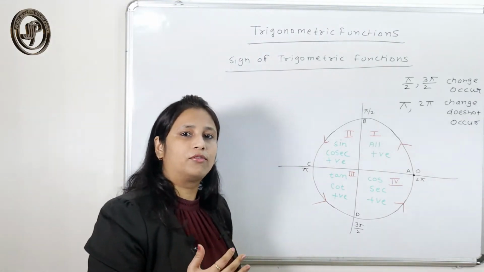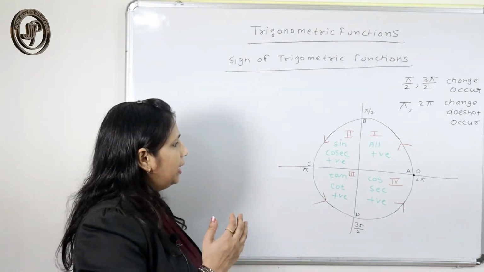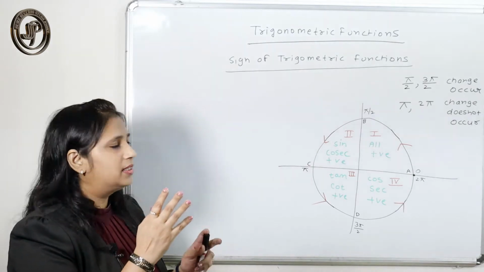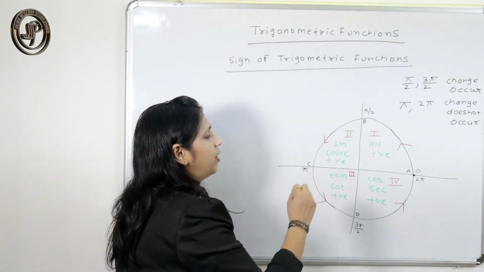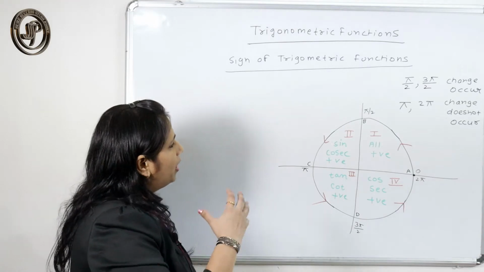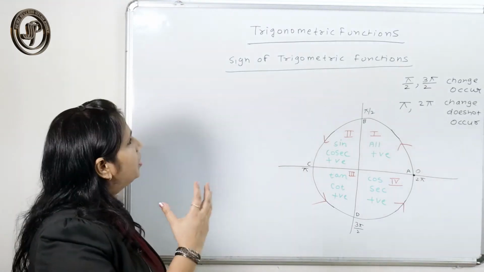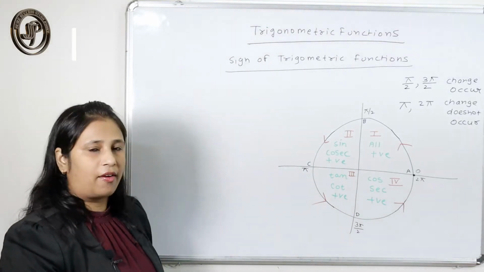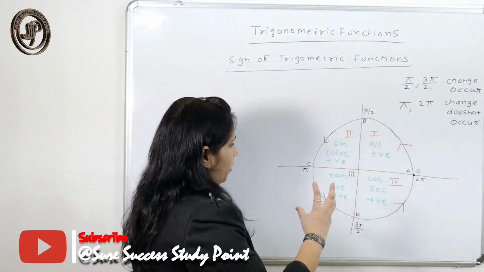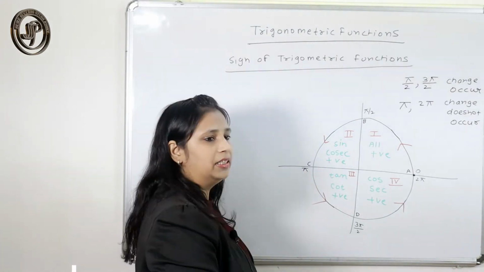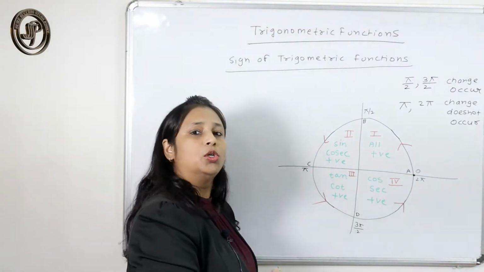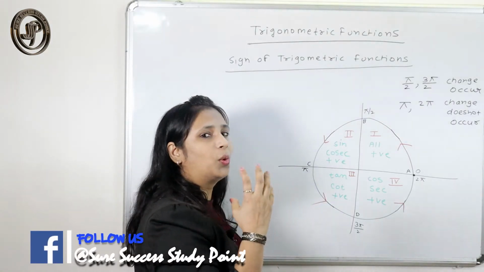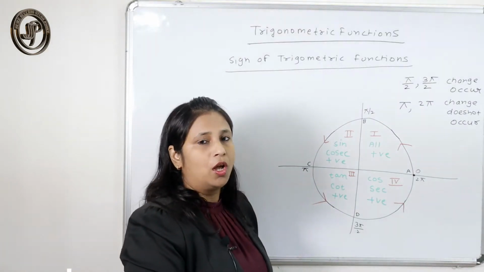So here we have to study in which quadrant these trigonometric functions have different values. In which quadrant the values of these functions are positive, and in which the values are negative, that we just have to study. To make our learning easier, I have made this diagram so that you can easily memorize in which quadrant which trigonometric function will be positive.